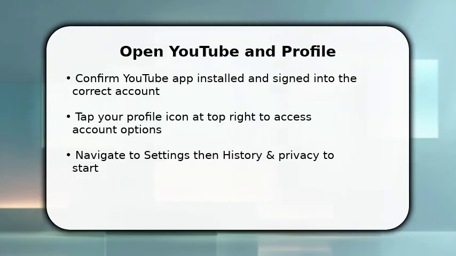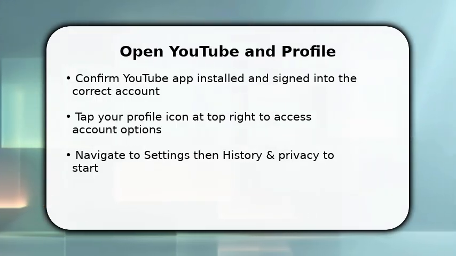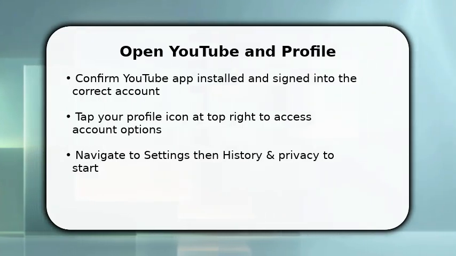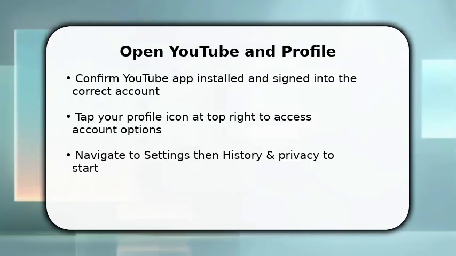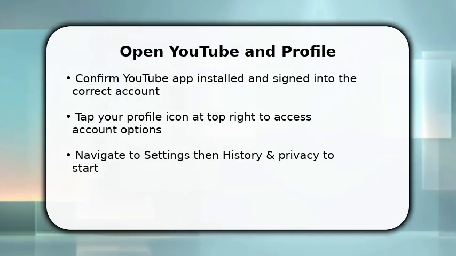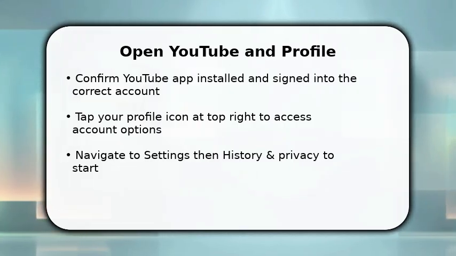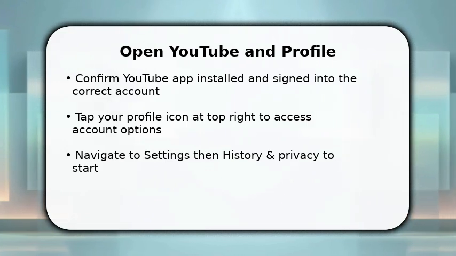You're starting inside the YouTube app on your iPhone. This matters because account-level history only clears when you're signed into the right profile. Tap your profile icon at the top right, then choose Settings. Once done, open History and Privacy. This is where the controls live. I'm walking you directly to the controls so you can clear or pause history without hunting menus. Do this now to make sure the next steps affect the correct account and to protect future recommendations.